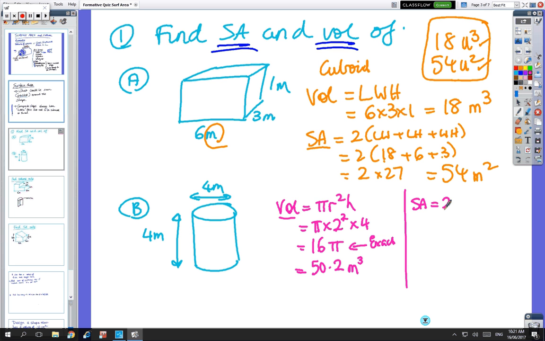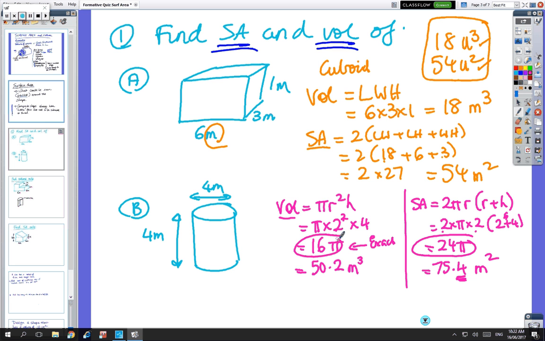Surface area, I'm going to use the short version, 2 pi r times r plus h, because it is a little bit quicker. So 2 times pi times the radius is 2, and then 2 plus 4. So 2 plus 4 is 6, 2 times 2 is 4, 4 6s are 24. So the answer is exactly 24 pi, and then if you want to do a decimal, that would give you 75.4 to one decimal place meters squared. Okay, so you can have exact answers or you can do decimal places. It just depends on what the question's asking, it'll say.